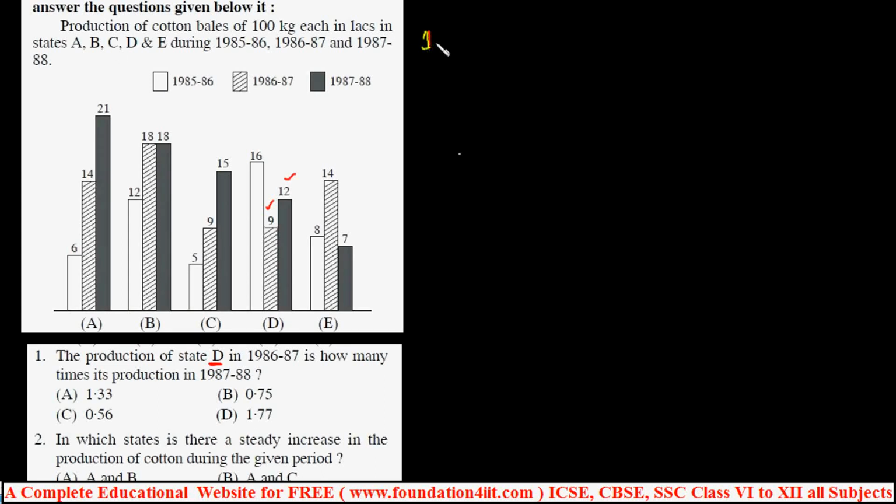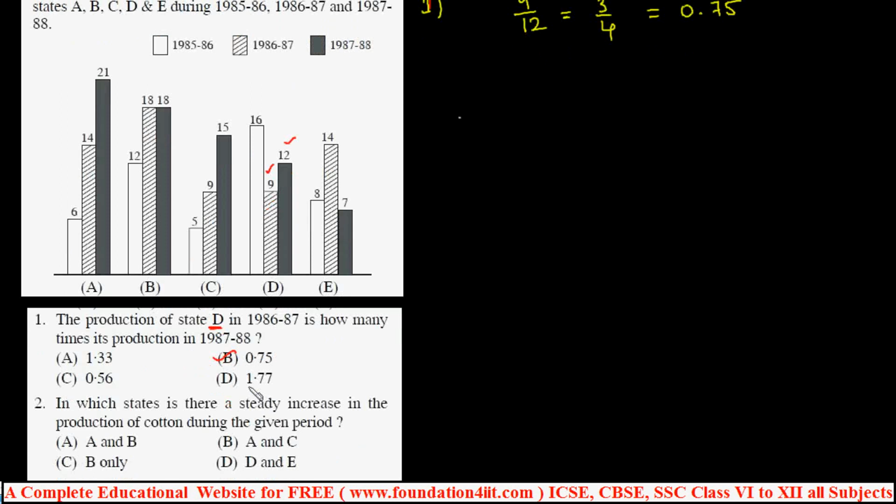As per the question, production in 1986-87 to production in 1987-88. That is 9 divided by 12, so 3 by 4 if we cancel. So 3 by 4 times. Because the options are in decimal form, 3 by 4 in decimal form is 0.75. So 0.75 is the answer, option B. Simple. Within the same state you can understand. Let us have one more.